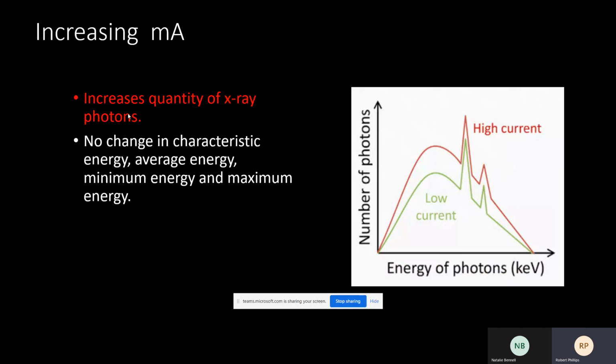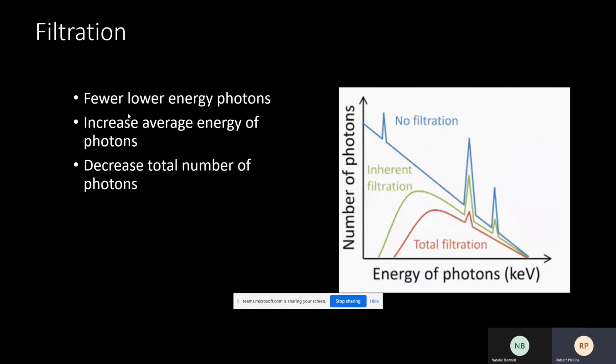So what will happen if we increase the filtration? If we put extra filtration, that will create fewer low energy photons. So lower energy photons get filtered. Since lower energy photons get filtered, there will be an increase in the average energy of photons, and there will be a decrease in the total number of photons.